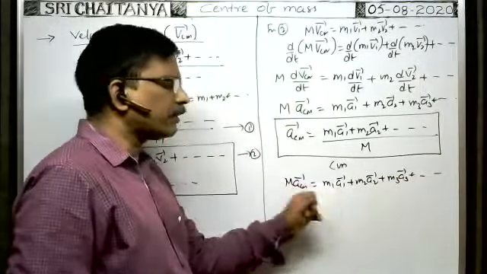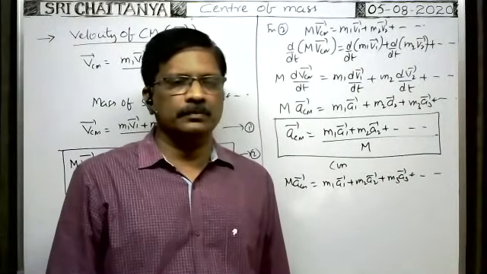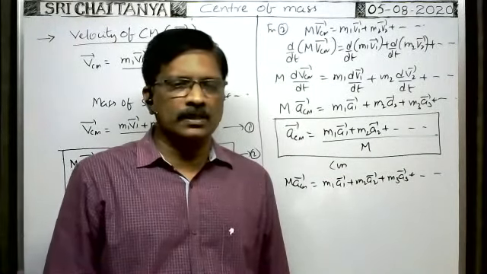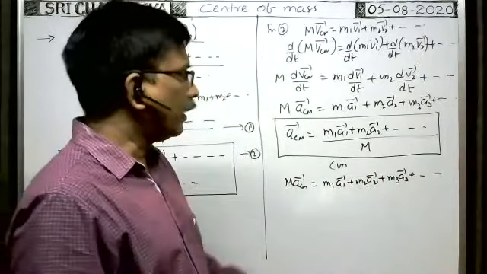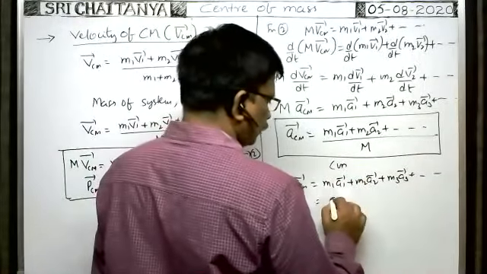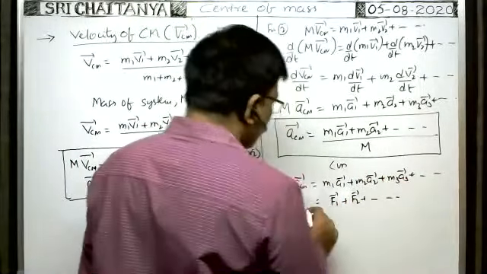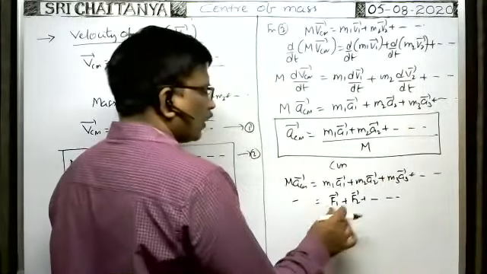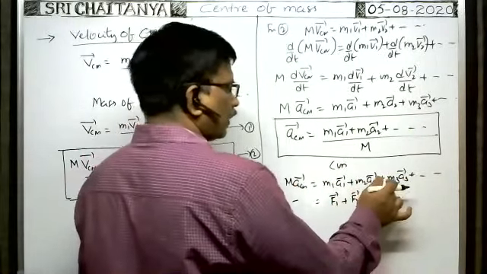What is this M1A1 bar? It is the force acting on the first particle. M2A2 bar is the force acting on the second particle. So F1 bar plus F2 bar. This is a force: force acts on the first particle, force acts on the second particle, like that.